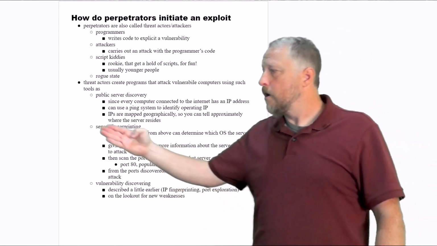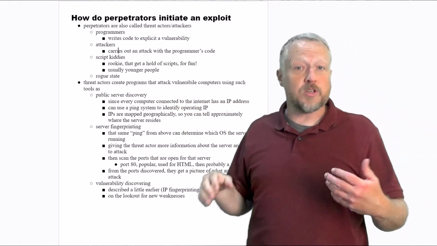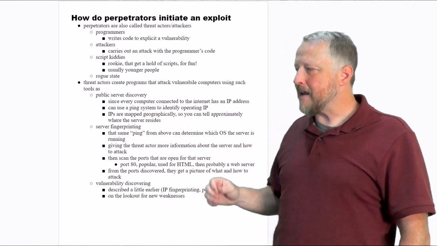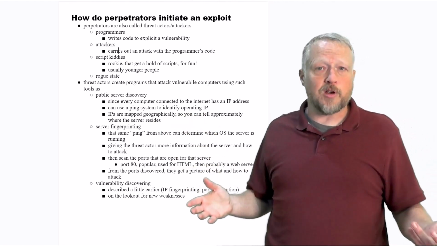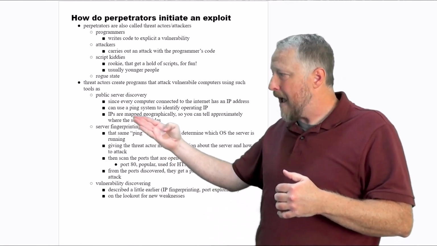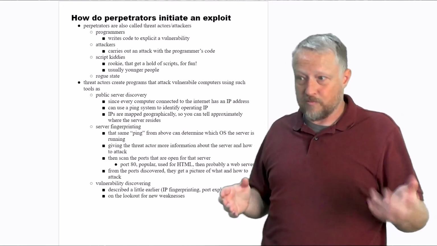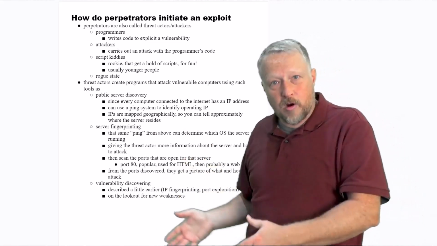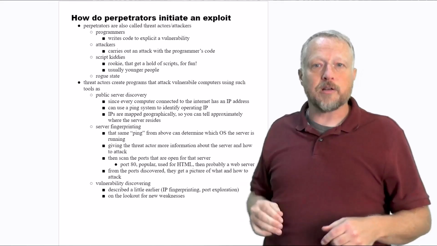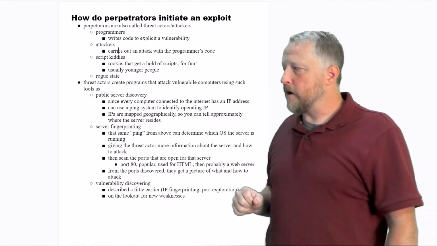But anyway, now, threat actors create programs that attack vulnerable computers, using such tools as public server discovery. It's really kind of neat, because every computer has an IP address, right? And those IP addresses are actually mapped geographically, so you can kind of tell where the actual server resides. So those in a foreign country know where the state's IP addresses are. They're going to start attacking that particular set of IP addresses. Makes sense, right?